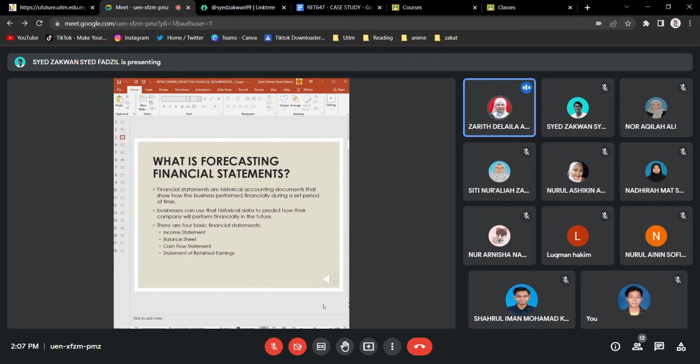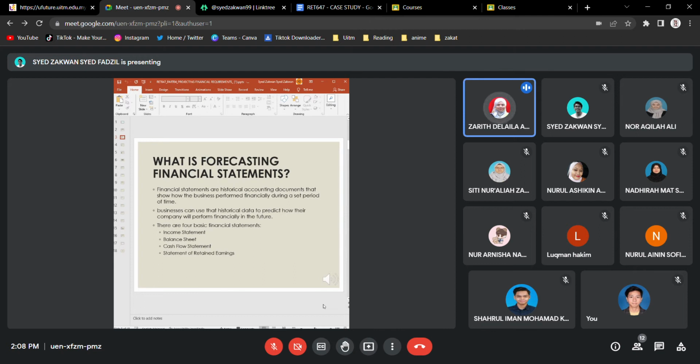Alright, now we look at what's the forecasting financial statement. This financial statement is actually the historical accounting document, where this statement shows how the business performs financially, especially during a set period of time. So this kind of financial statement can be used by the organization or by the entrepreneur in order to predict how the company will perform financially in the future. Sebab selalunya memang kita akan refer back to this financial statement, so that we can identify if let's say the company may have a problem ataupun the company may sustain in the market in the future. Sebab daripada kita punya financial statement ni, kita dah boleh get the hint.